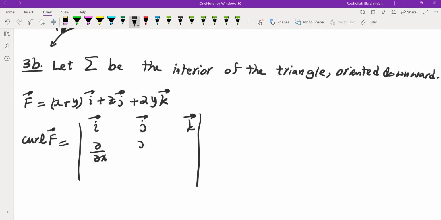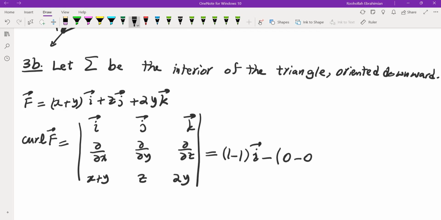Partial with respect to x, partial with respect to y, partial with respect to z, x plus y, z, 2y, that's equal to. So eliminate the first column, we get 1 minus 1 i. Eliminate the second column, we get 0 minus 0 j. And eliminate the last column, we get 0 minus 1 k. So this is nice. So this is only negative k. So the first two components are just 0.